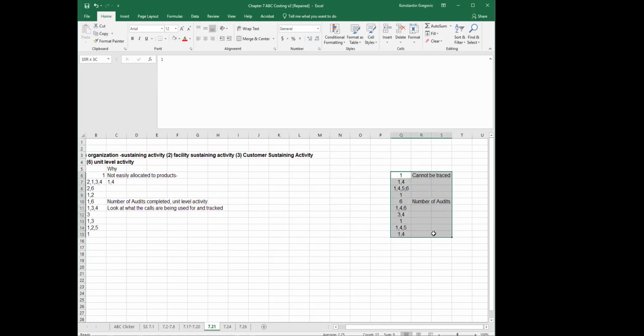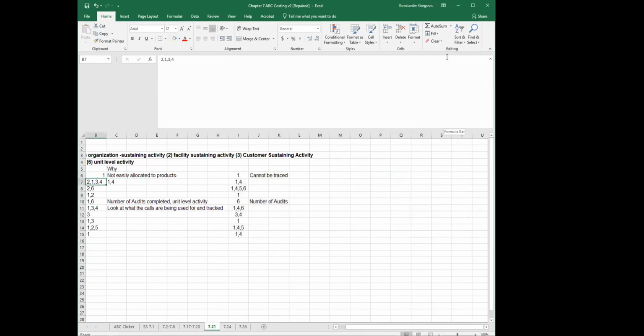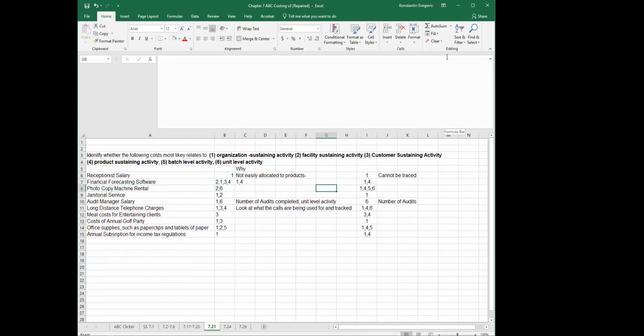Anyways, these are the recommended solutions here. Have a look when you guys have a chance. Notice copy rental machine. One could be organizational, could be product, could be batch, could be unit level as well. So good point. Somebody did bring in six there. Janitorial, they've basically got it one. Number of audits, number six. Long distance charges, they've got one. Product sustaining in relation to the product. They've also got it under unit level activity as well. Meals, so they've got three, product sustaining. If you're entertaining anybody like a product manager, could fall in that category. So golf is basically lumped as one.